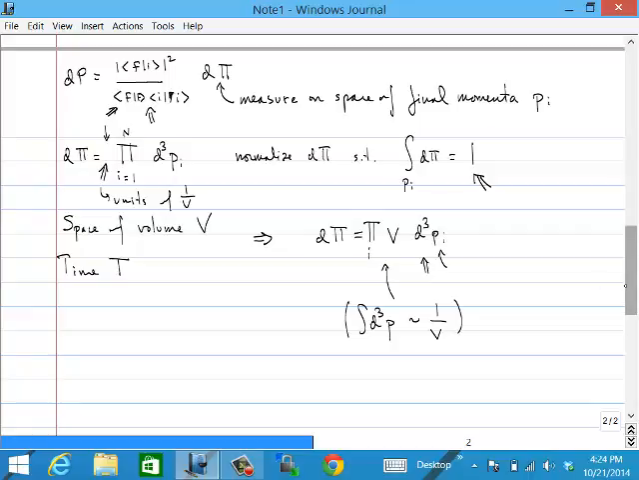Okay, good. So now what we want to do is compute this scattering cross-section dσ. Now remember that the scattering cross-section is defined as the number of particles scattered per unit flux times time. So that's the d of the number of particles scattered per unit flux divided by time.